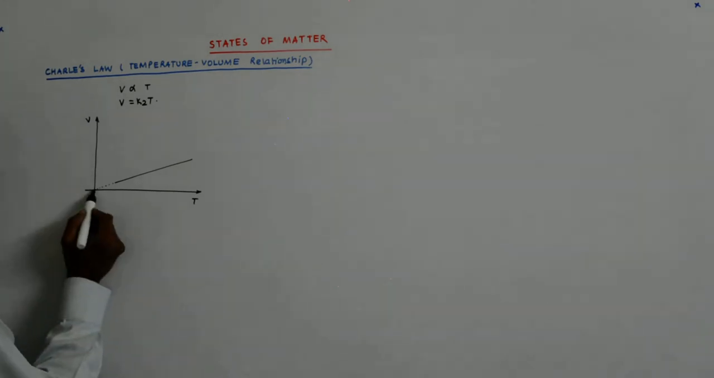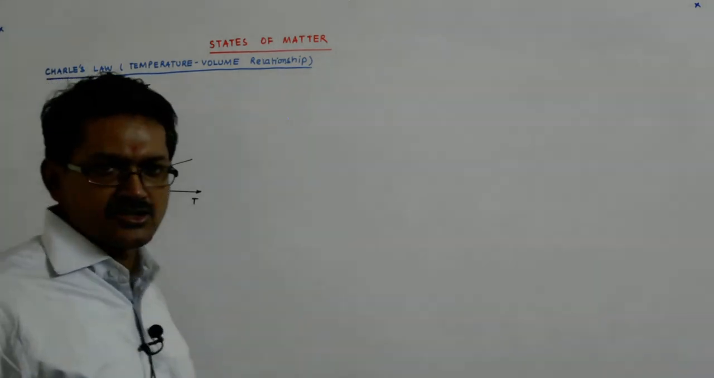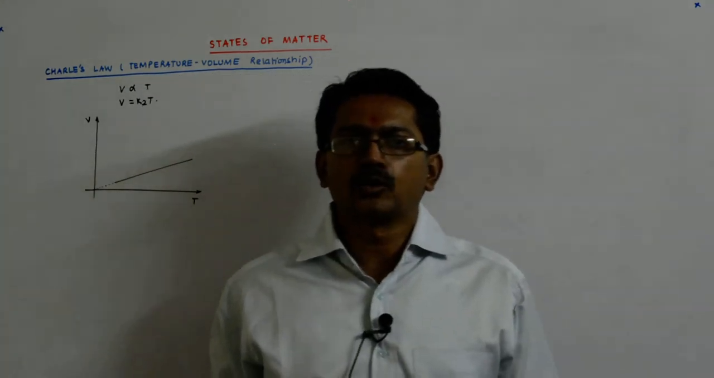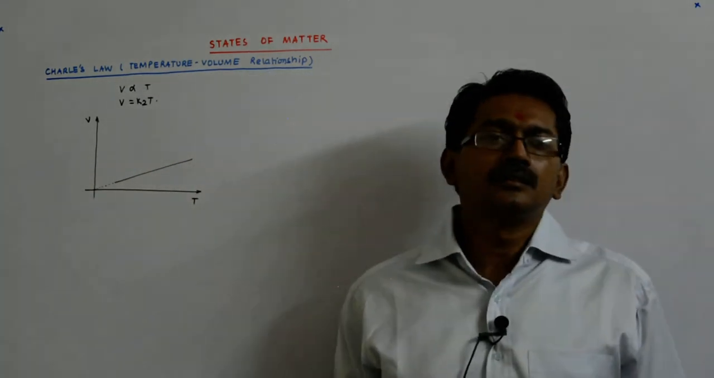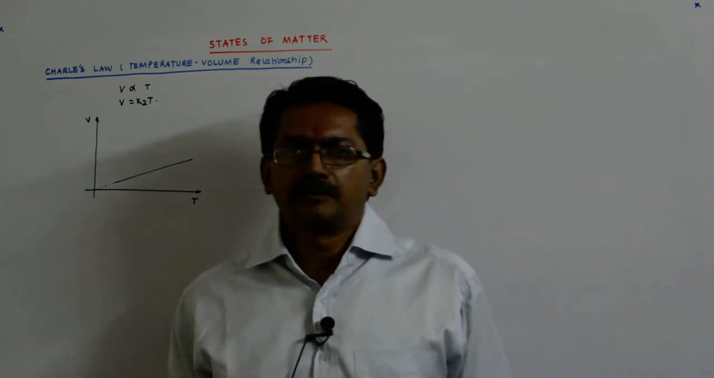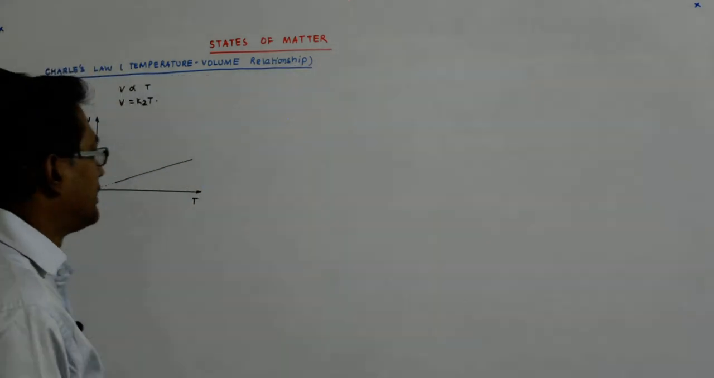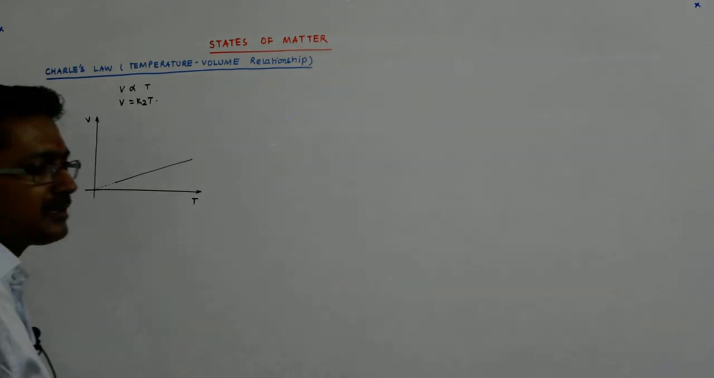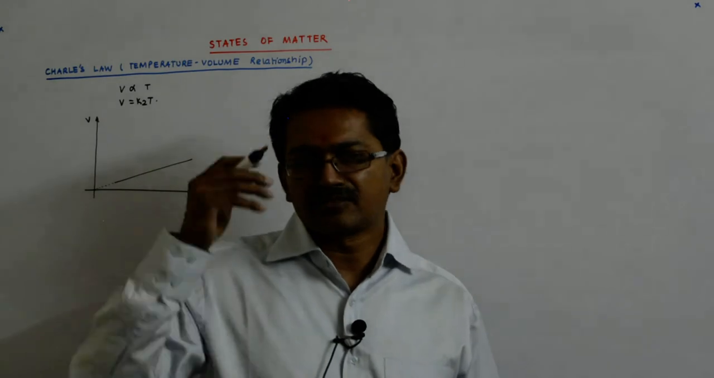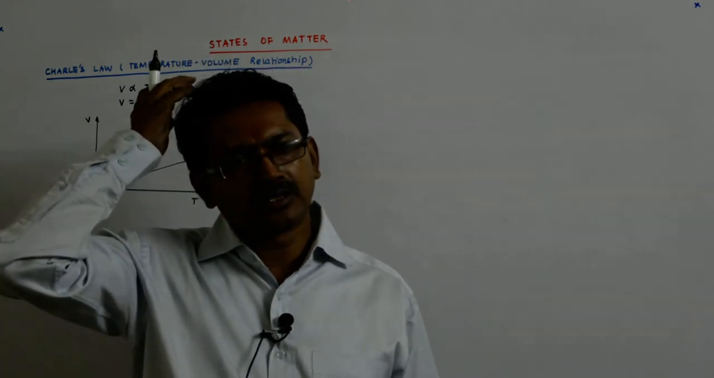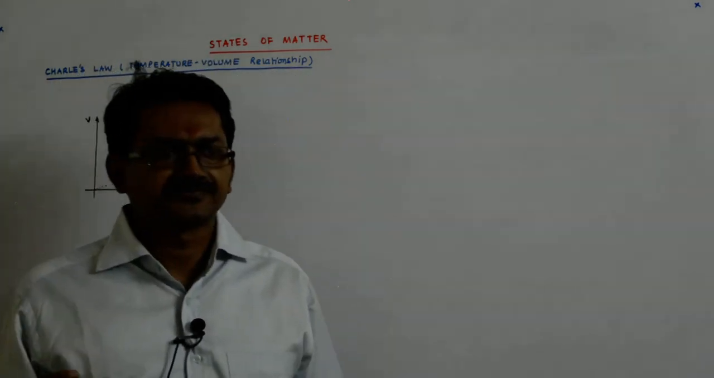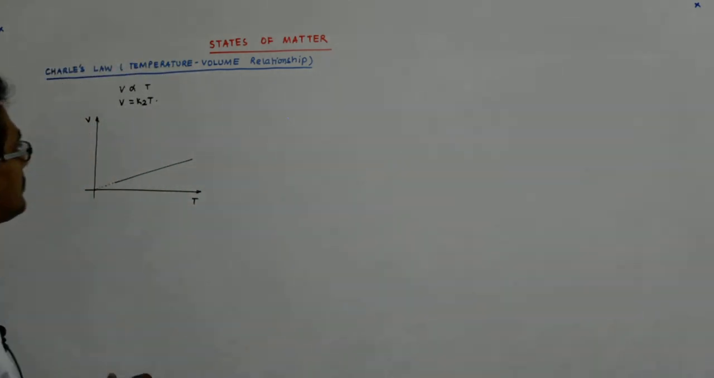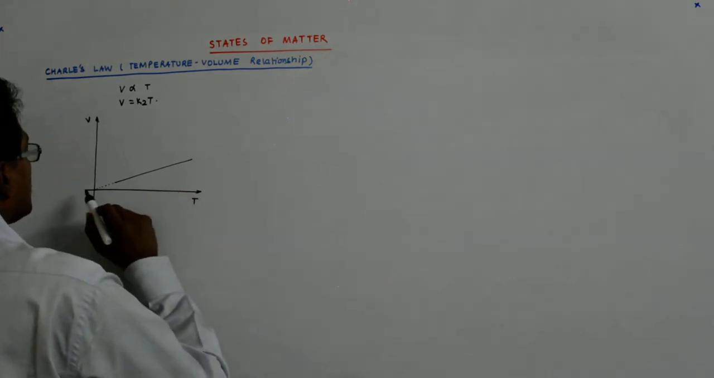Now it tells me that if I make the temperature somehow less than 0 Kelvin, then the volume seems to become negative, and since that cannot happen, it was argued that 0 K must be the lowest temperature that you can reach, and at that temperature the volume of all the gases will go to zero. Fine? Understand?